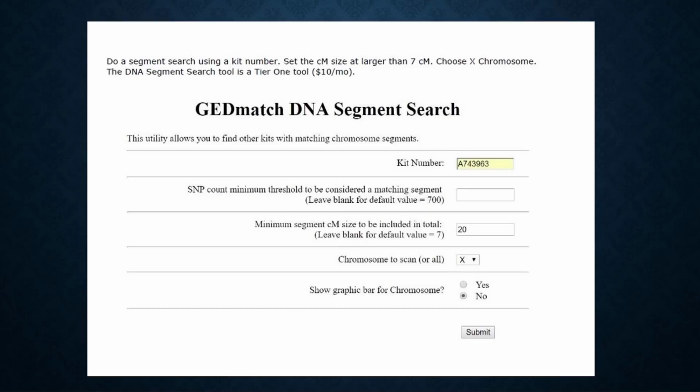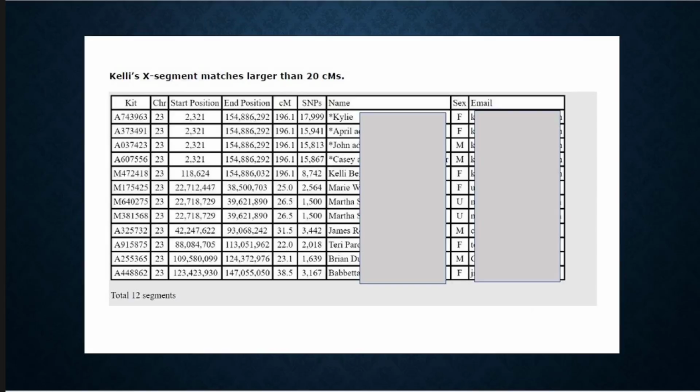And then I always say no to the graphic, partly because it doesn't take as long to load. If you do graphics, it takes a long time, and also because I'm not particularly interested in the graphic. But I do get a nice table. So this is my X segments that are larger than 20 centimorgans. So there's only 12. That's not bad, right? So all of a sudden, now you have 12 things to investigate, not 300, right? So that gave you a little heads up.